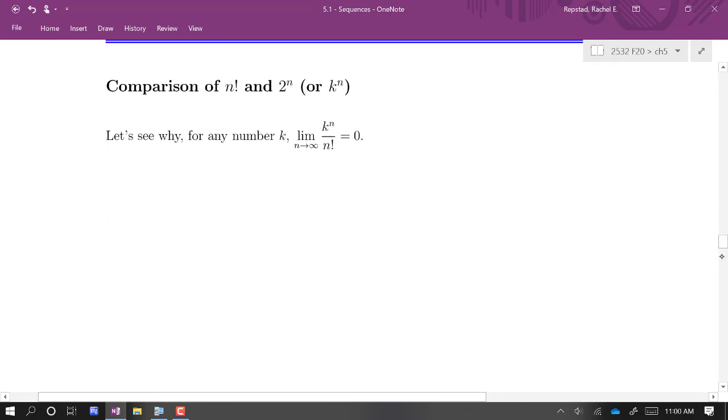All right, so the next thing we're going to do is talk a little bit about n factorial and 2 to the n. And then we'll extend that to any exponential, k to the n. So 4 to the n, 5 to the n, whatever. We're going to look specifically at n factorial and 2 to the n, but what we deduce will be true for any exponential function as well. So we're going to show why the limit as n approaches infinity of k to the n over n factorial is 0, no matter what k is. We're going to show it first for 2 to the n.